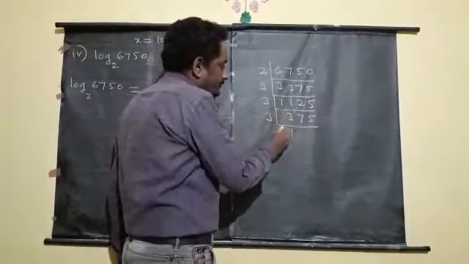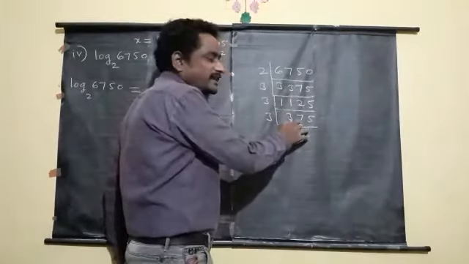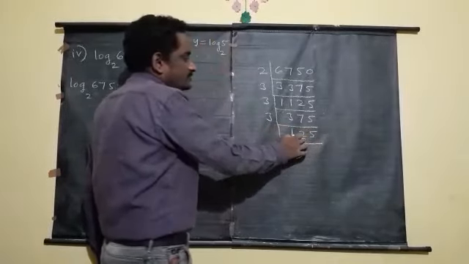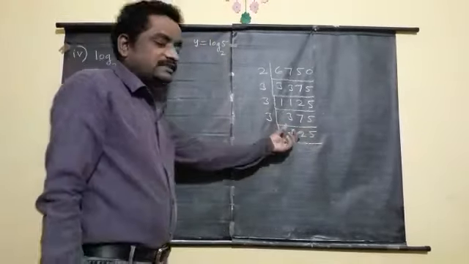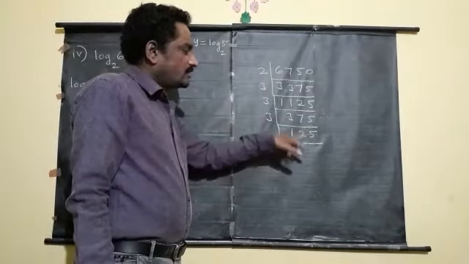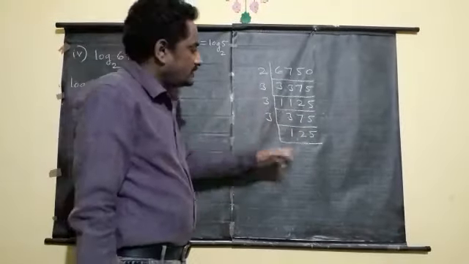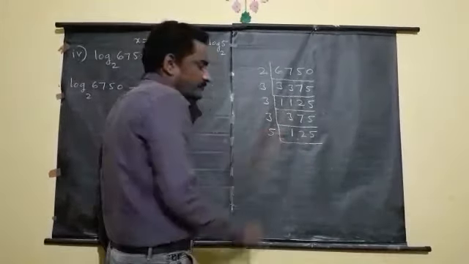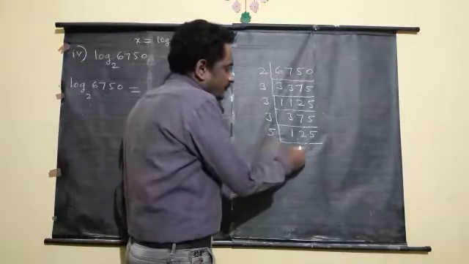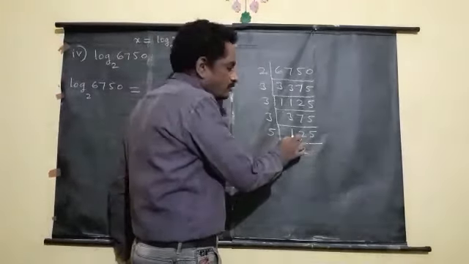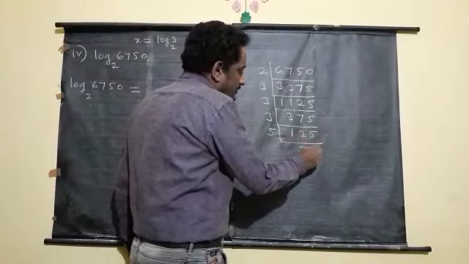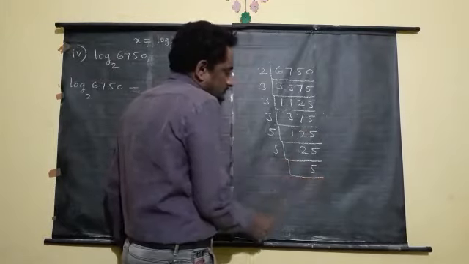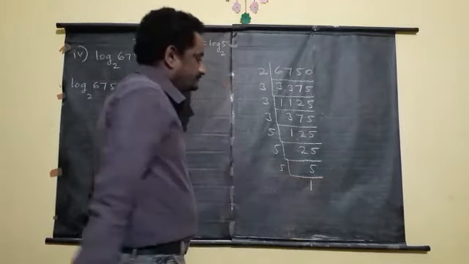3 1 is 3, 3 2 is 6, 1 remains, 15, 3 5s are 15. 5 plus 2 is 7, 7 plus 1 is 8. The sum of the digits is 8, which is not divisible by 3, so this number 125 is not divisible by 3. Then go to 5. Since the last digit is 5, this number is divisible by 5. 5 2s are 10, 2 remains, 25, 5 5s are 25, 5 5s are 25, 5 1 is 5.